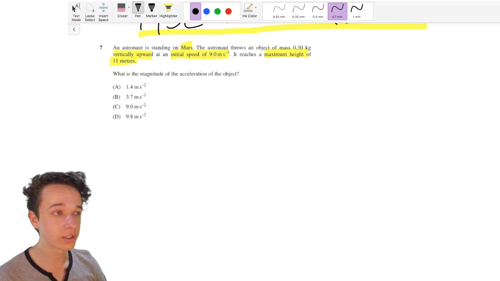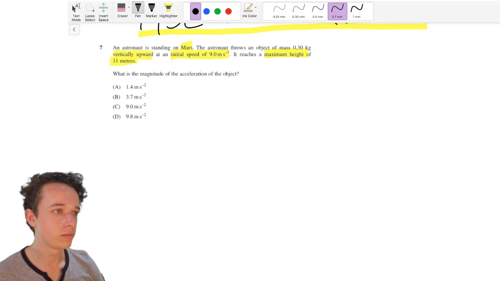When you see a question asking for the magnitude of the acceleration of a projectile and you see 9.8, you might be tempted to go for that one. But we're on Mars, we're not on Earth. This isn't Earth anymore, so D is probably wrong. I'm not going to rule it out, I'm going to prove that it's wrong. So what do we have here?